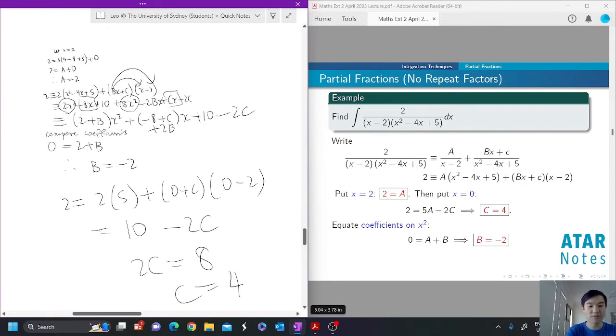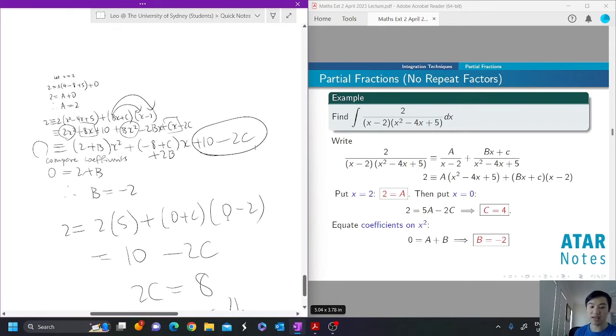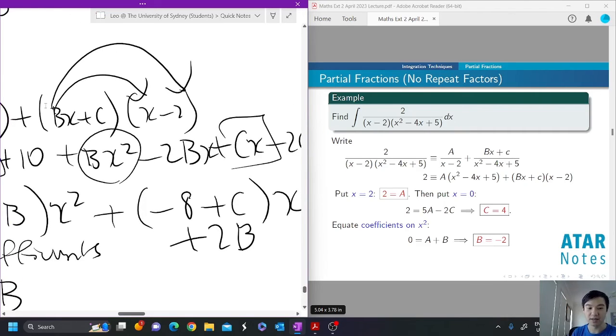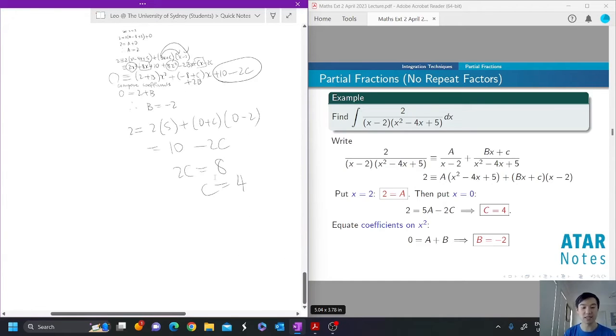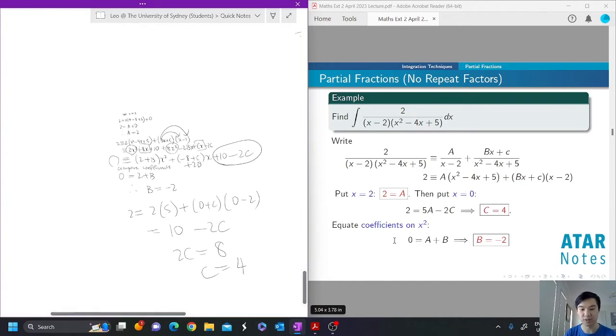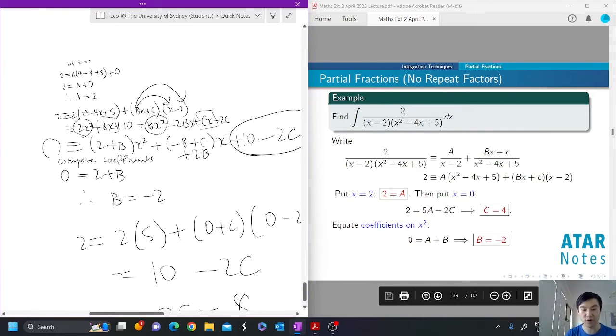So you could have actually compared the coefficient of this with that. So you would have gotten 2 is equal to 10 minus 2c anyway, which would give you c equals 4. So yeah, just don't make any silly mistakes like I just did, where when I expanded, this should have been minus 2bx instead of just minus 2b. So c is equal to 4 and b is equal to -2 and a is equal to 2. So here I did a combination of comparing coefficients and also substitution.